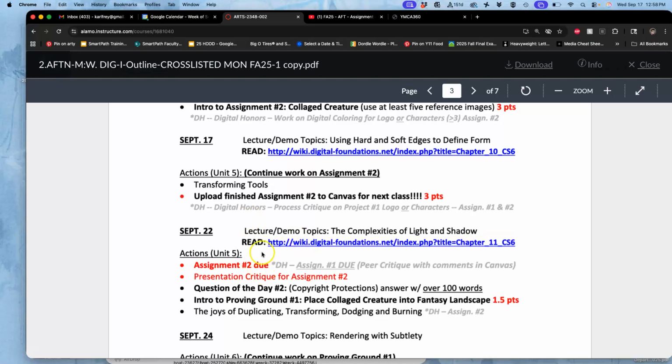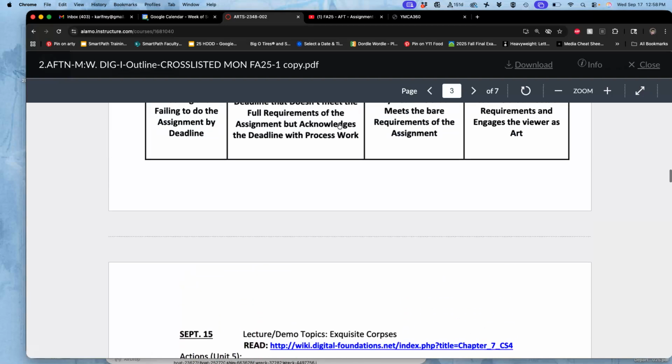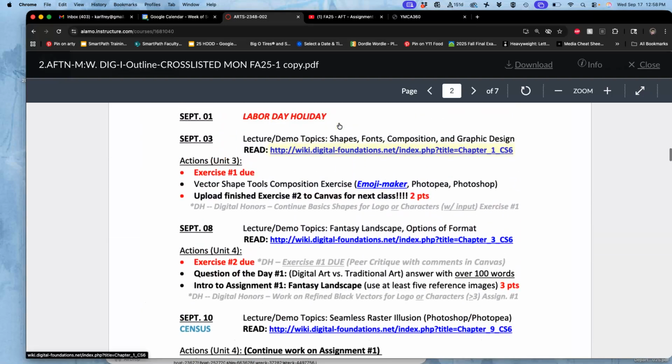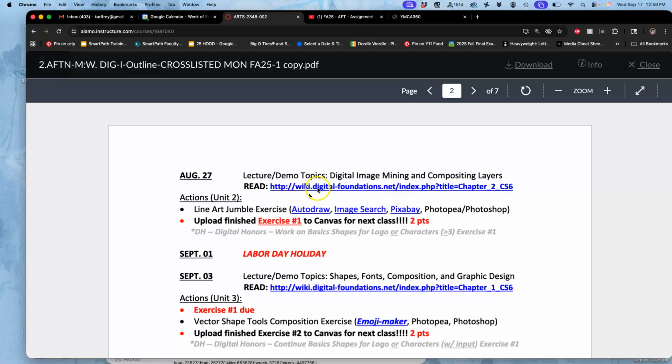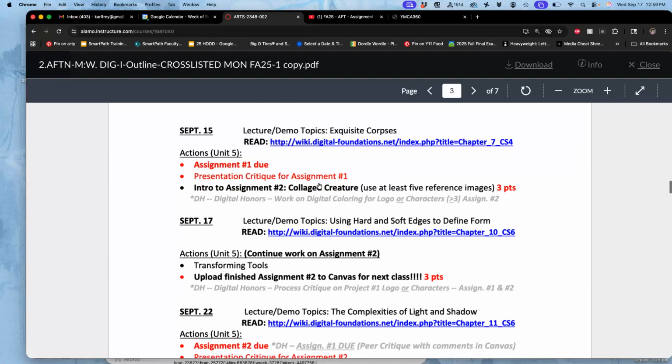Just to look ahead on the course outline a little bit, Question of the Day 2 is also part of Unit 5. And Question of the Day 2 is about copyright protections. And it's the question of the day that requires that you do the only required reading for the class. So all of these readings are optional, except for Chapter 2, which is way up there. And it's also in the question of the day. You'll see that in Unit 5.